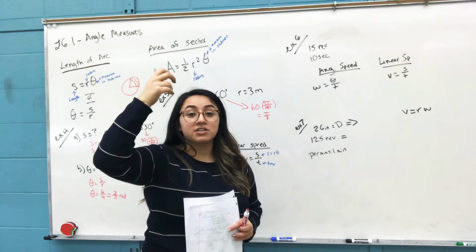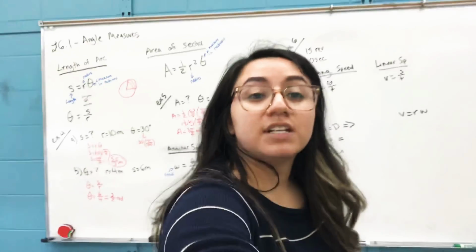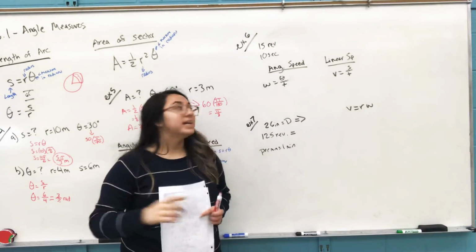So that is considered a whole unit circle. We're not dealing with degrees anymore. We're dealing with actual radians. So a whole circle is 2π radians.